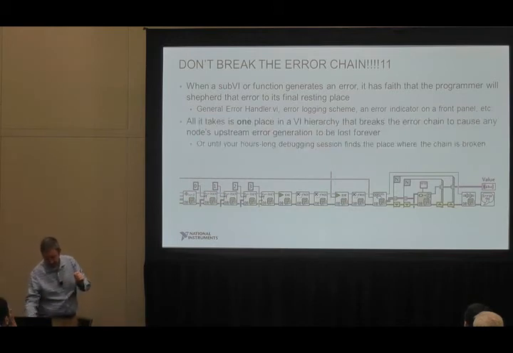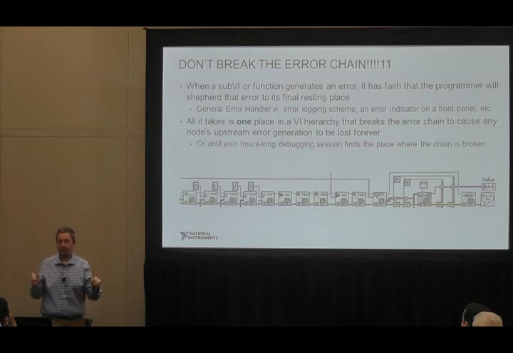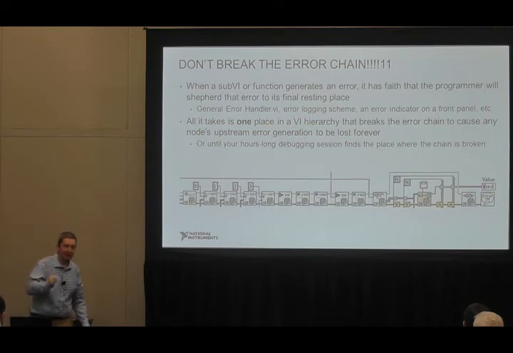Now, all it takes is one place where you, the higher power, break the error chain. One place where an error goes into something and that error does not come out of that thing. That sub-VI's error that it generated is now lost forever. Well, probably not forever, because you're going to have to go debug why something is going wrong, but you're not being told about it. The only thing worse than an error happening and finding out about it is an error happening and you not finding out about it.